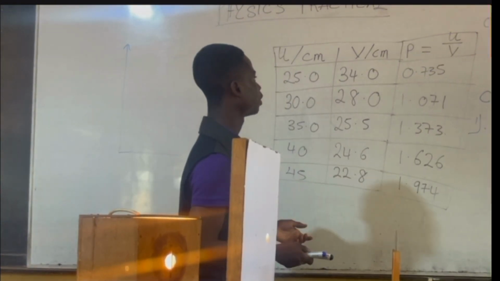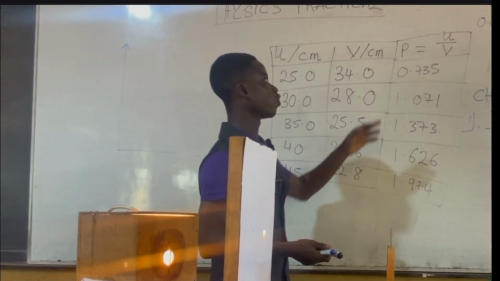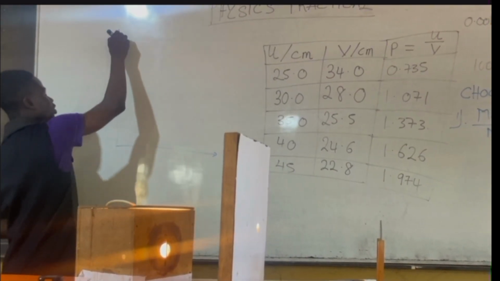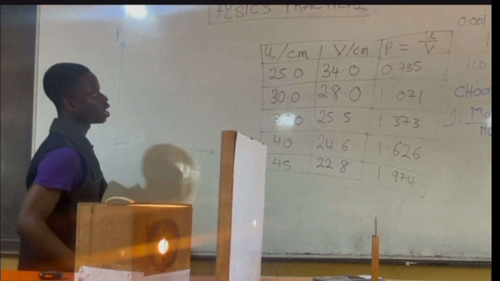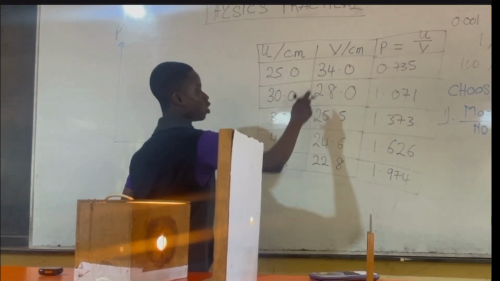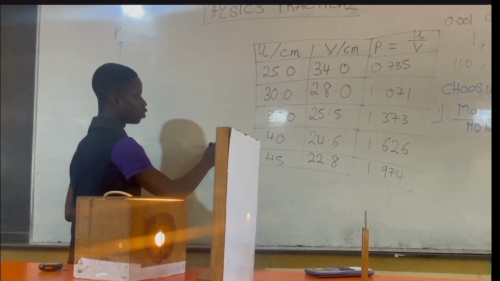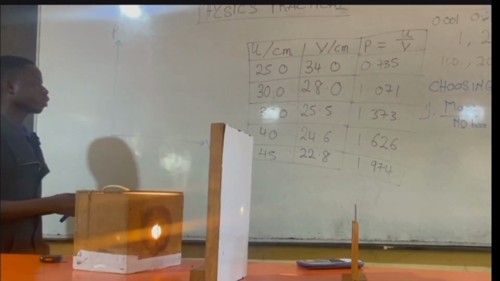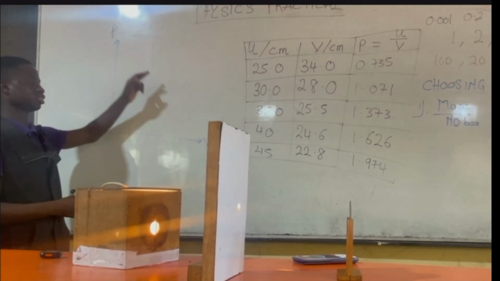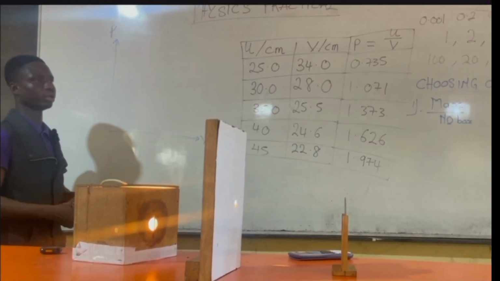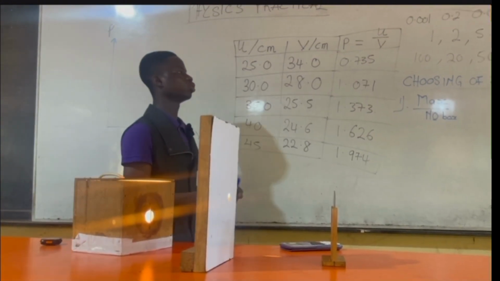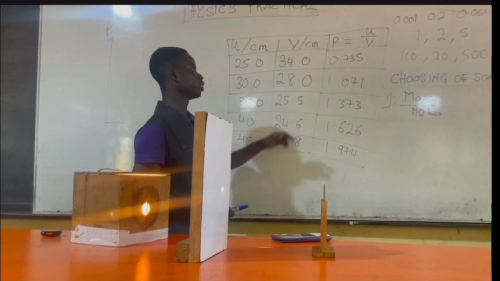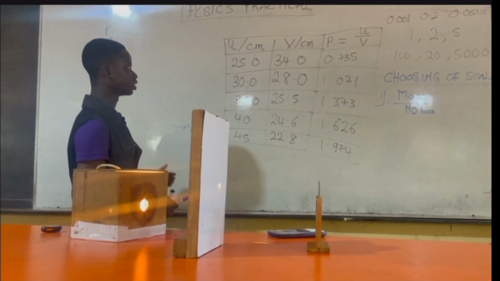So for this one, we are to plot a graph of P on the vertical axis. So over here is our P against V on the horizontal axis. So V per centimeters. Correct distinguishing of axes, we award marks on it. Then we come to choosing our reasonable scale. Let's start with the horizontal axis.